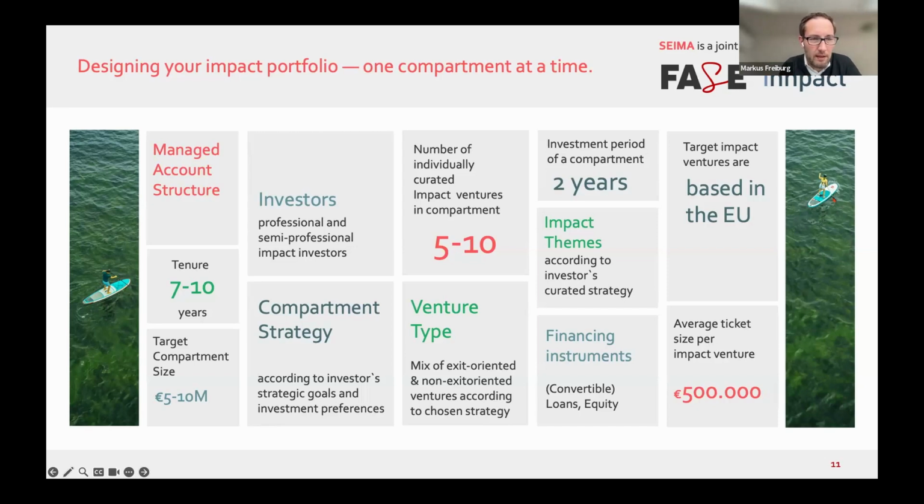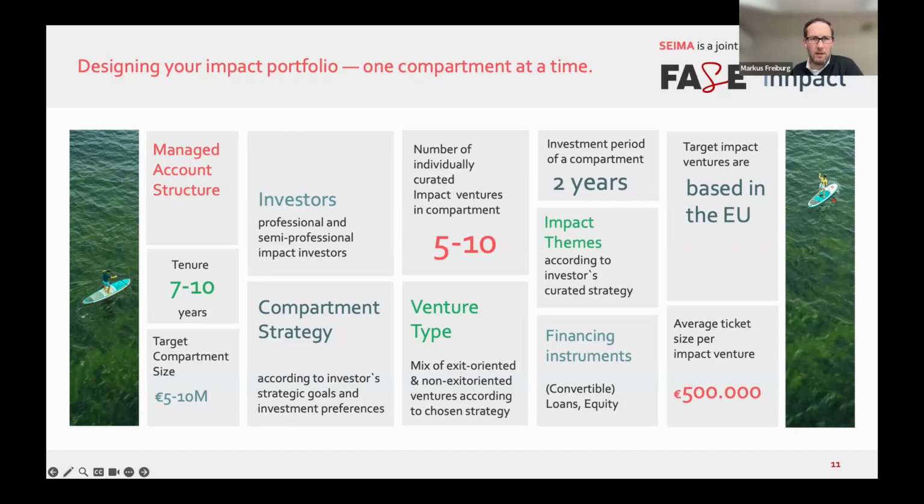We would have a tenure of this compartment of around 7 to 10 years. So basically, it would be an initial investment period within the first 2 years where we would try to build up the portfolio, and then have another 5 to 8 years. So also more patient than a normal closed-end fund, to really develop the portfolio. We can invest in both exit-oriented but also non-exit-oriented ventures. We can do convertible loans, for example, or equity with a compartment. So really customized towards the needs of the specific social enterprises.